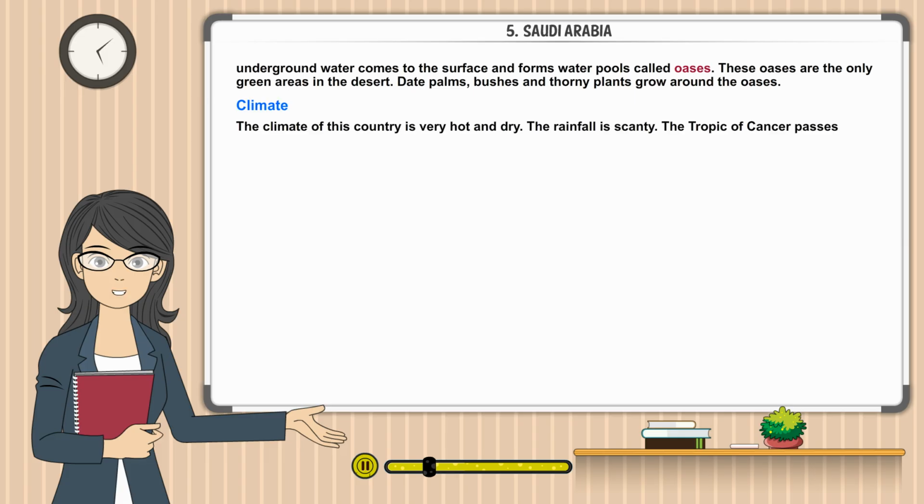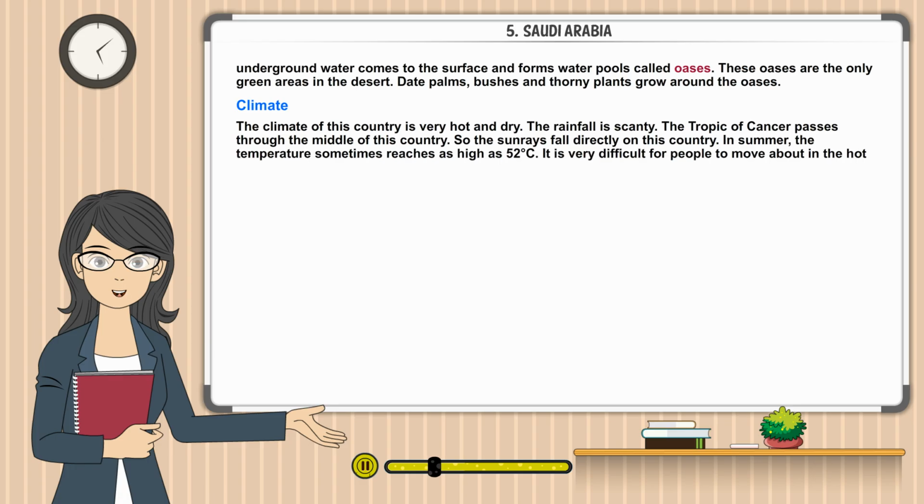Climate. The climate of this country is very hot and dry. The rainfall is scanty. The Tropic of Cancer passes through the middle of this country, so the sun rays fall directly on this country. In summer, the temperature sometimes reaches as high as 52 degrees Celsius.